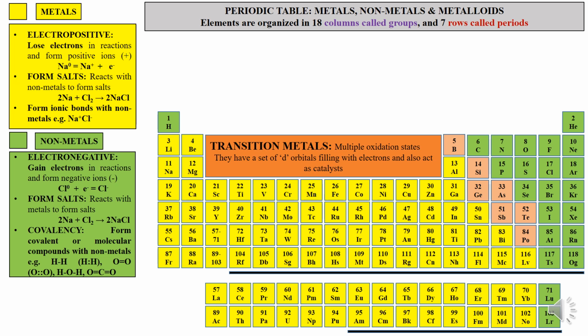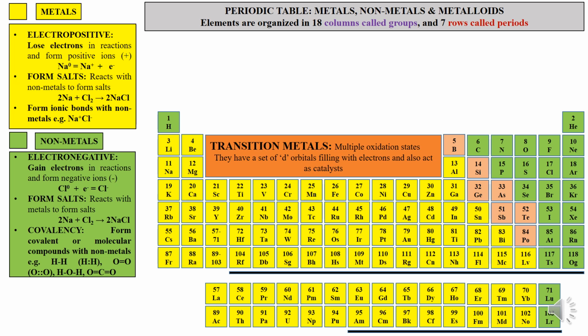For example, group 7 elements like chlorine gain an electron to form a negative ion with -1 charge. Group 6 elements like oxygen gain 2 electrons to form a negative ion with -2 charge. Group 5 elements like nitrogen gain 3 electrons in reactions to form a negative ion with -3 charge.